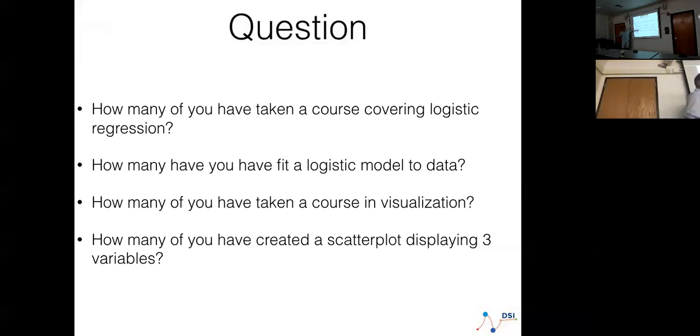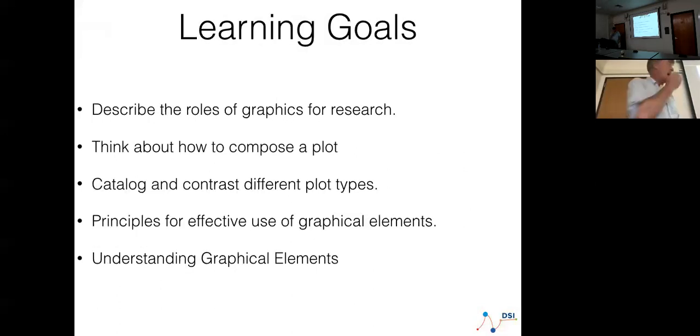How many of you have created 2 plots this week? Many of you have fitted 2 logistic regressions this week. We do it all the time. We do it for so many different purposes. So it is actually a little odd.